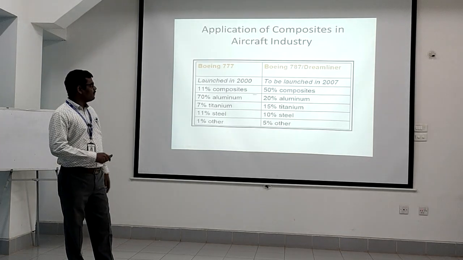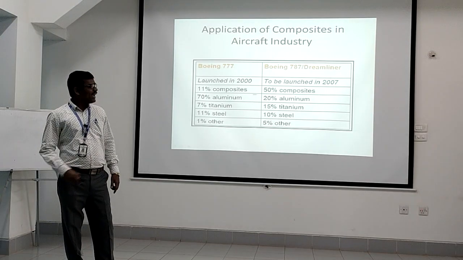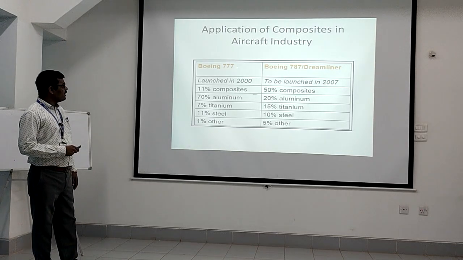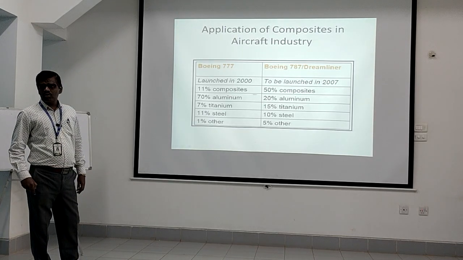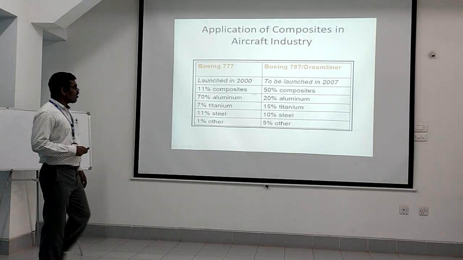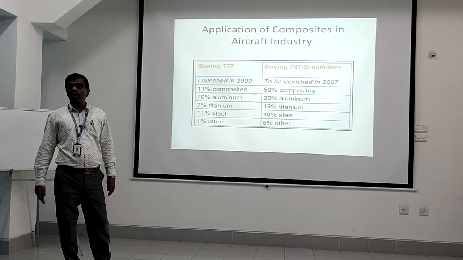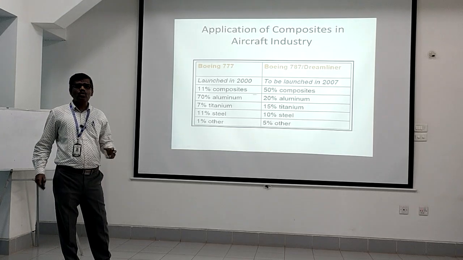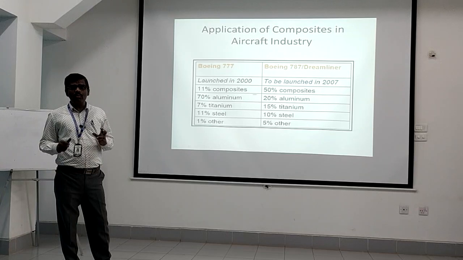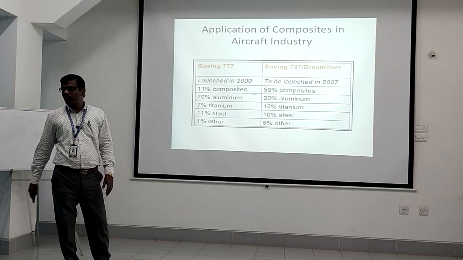This table shows the statistics of composite material usage. Here I have taken the aircraft industry example. The Boeing 777, launched in 2000, you can see here, used 11% composite and 70% aluminum. Why did they use 70% aluminum? Because aluminum is light in weight, because of that reason they used 70% aluminum.